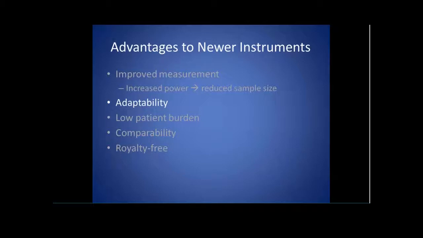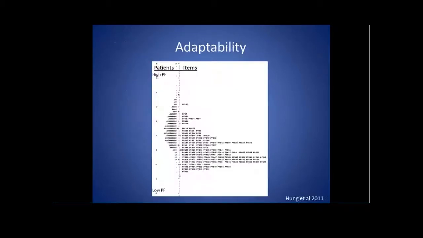Another advantage to these newer instruments is their adaptability, and this is an inherent attribute of item banks built using item response theory. This is a graphic that was constructed by Man Hung and colleagues in an orthopedic population. On the left, we have a graph showing the distribution of physical function in a sample of orthopedic patients, with patients with high physical function falling up here and lower physical function falling towards the bottom of the screen.